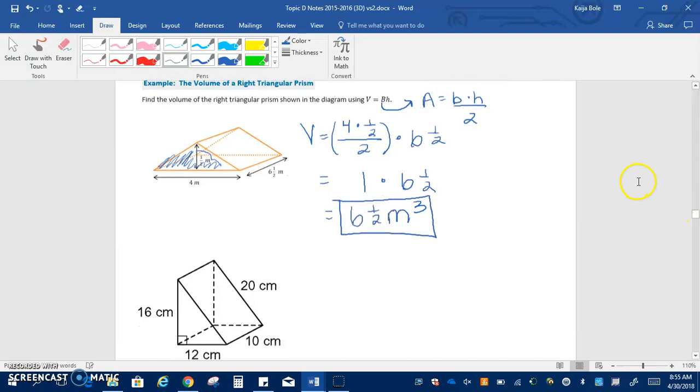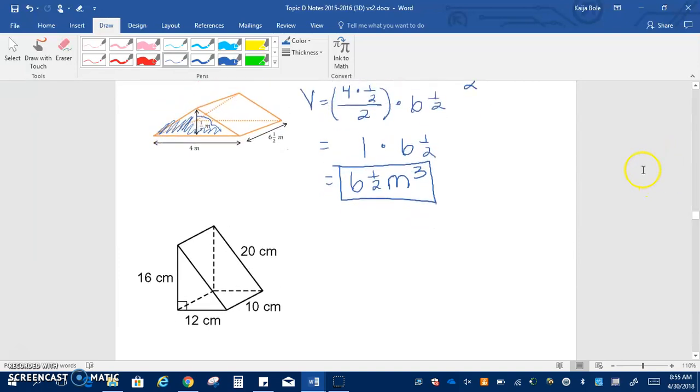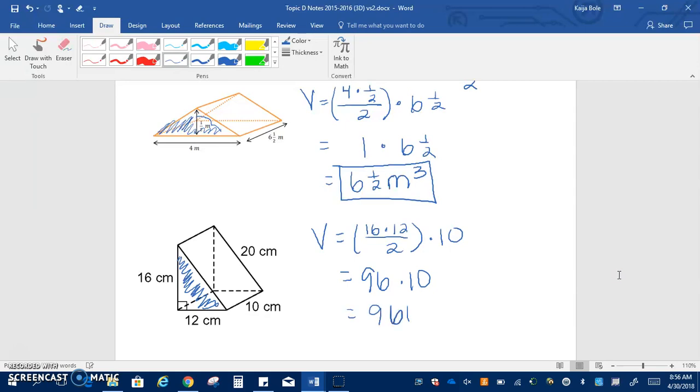Alright. If you look down at this next example here, same thing. I'm going to make this front face our base because if you remember from a few lessons ago, this is a triangular prism. So to find the volume, area of the base, so we're going to have 16 times 12 divided by 2, and then times 10, which is our height. So when we do 16 times 12 divided by 2, we end up with 96, and then times 10, and 96 times 10 would just be 960 centimeters cubed.